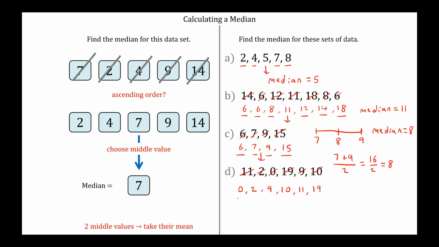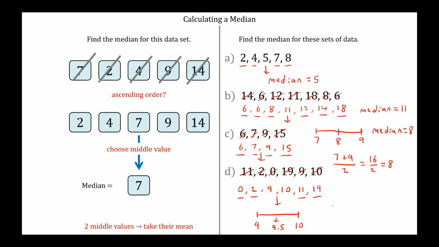So in this case, smallest value is 0, largest is 19. Then I have 2 for my second smallest. 11 is my second largest. Now I'm between 9 and 10. So in this case, what's the middle value between 9 and 10? Well, if I had a number line with 9 on one side and 10 on the other, it looks like the middle value between them would be 9.5. So I'm going to say my median is 9.5.